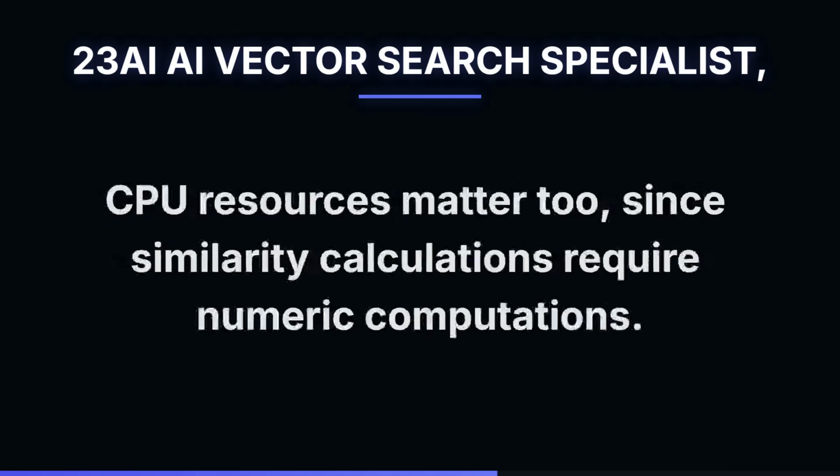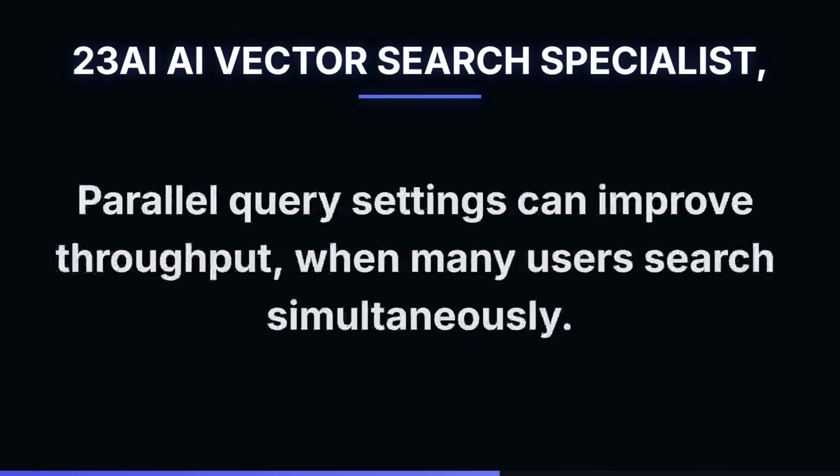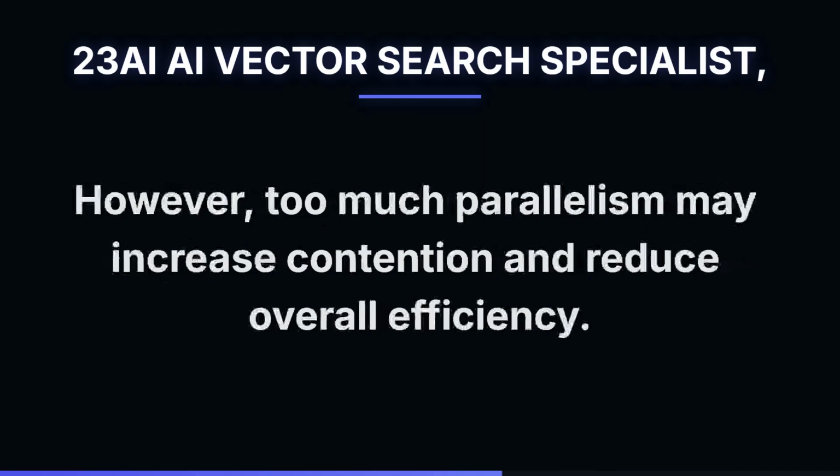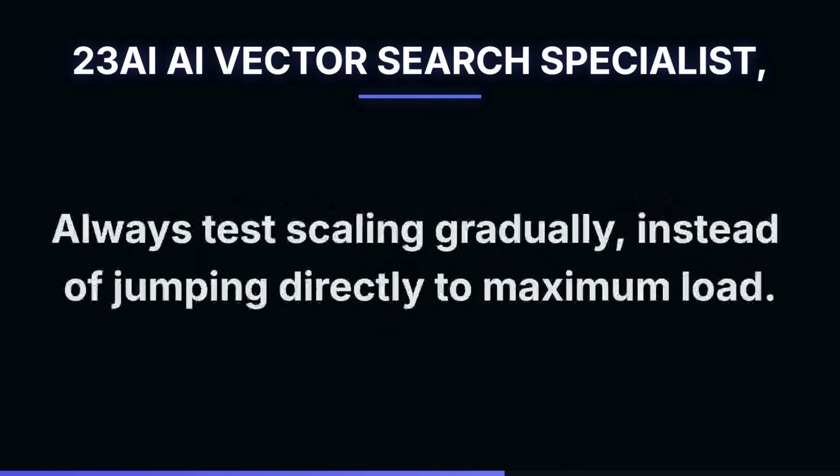CPU resources matter too, since similarity calculations require numeric computations. Parallel query settings can improve throughput when many users search simultaneously. However, too much parallelism may increase contention and reduce overall efficiency. Always test scaling gradually, instead of jumping directly to maximum load.